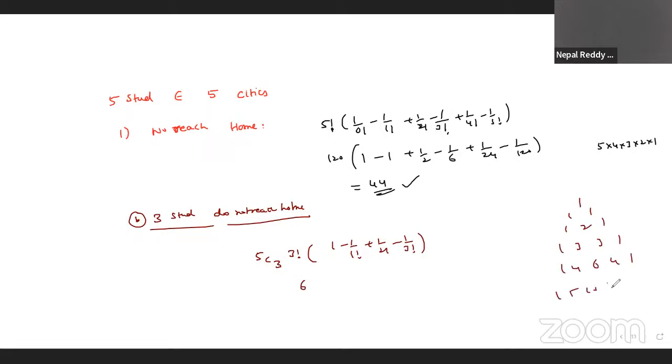Next, 5C3 is 10. 1 minus 1 is 0, plus 1 by 2 minus 1 by 6, so it is 2 by 6. 6 into 10, the 6 gets cancelled, and you will get 20.